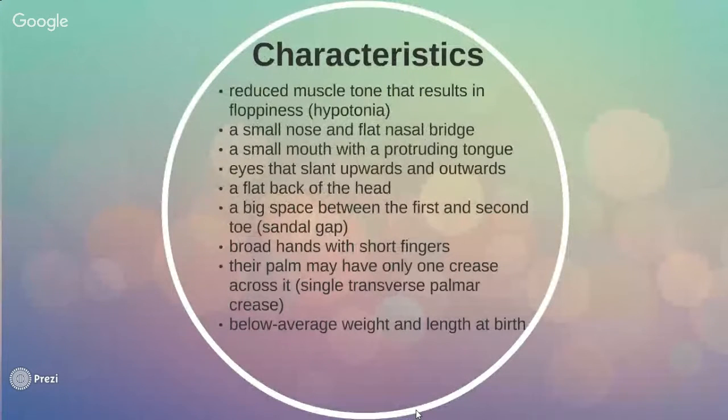Some characteristics of someone who would have Down syndrome are reduced muscle tone that results in floppiness, a small nose and flat nasal bridge, a small mouth with a protruding tongue, eyes that slant upwards and outwards, a flat back of the head, a big space between the first and second toe, broad hands with short fingers. Their palm may have only one crease across it, and below average weight and length at birth. But not all people who have Down syndrome necessarily have any of these characteristics and can look just like people who do not have a disability.